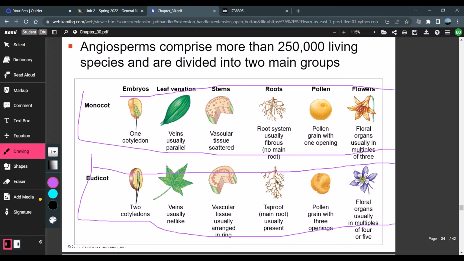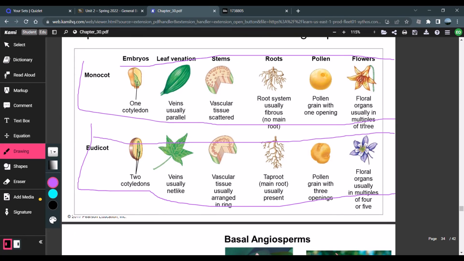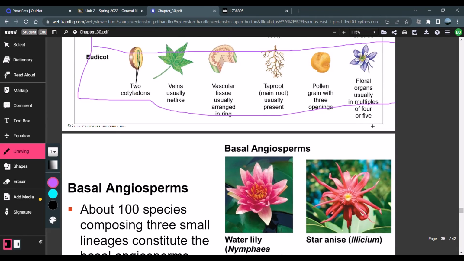Eudicots have a taproot, a main root with various branching smaller roots, while monocot roots have a fibrous root system, meaning it's just scattered around. There's no main root. Nothing's branching off each other. And the monocot has one opening in the pollen grain, while the eudicot has three openings in the pollen grain. For eudicots, floral organs are usually in multiples of 4 or 5, and for the monocot, floral organs are usually in multiples of 3. So I suggest going over these two and remembering all these differences. When I mean all of them, I mean all of them.